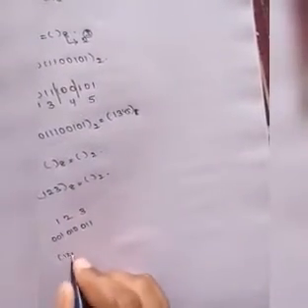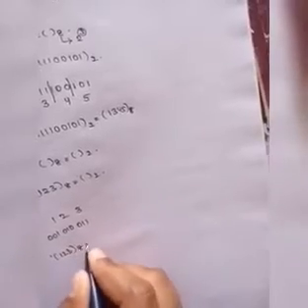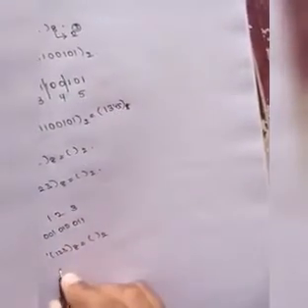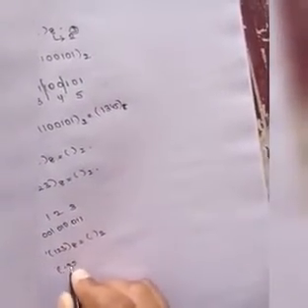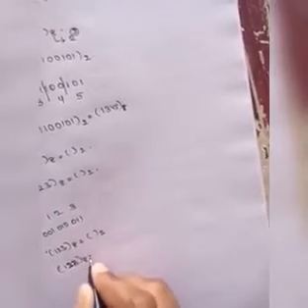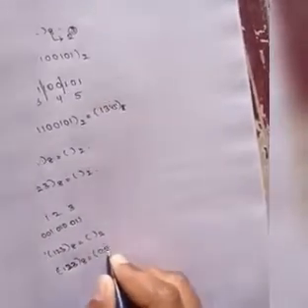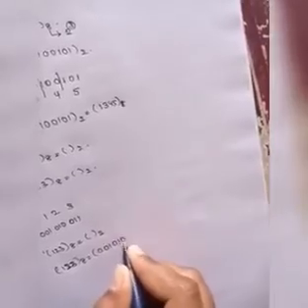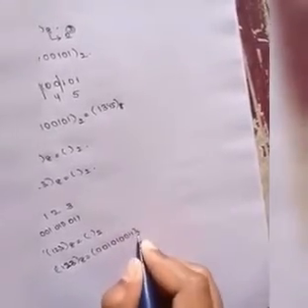So 123 to the base 8 is converted into binary as 001010011 to the base 2.